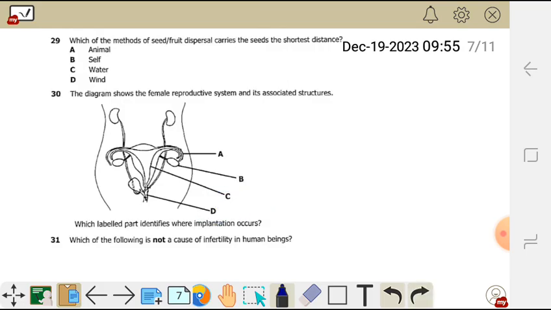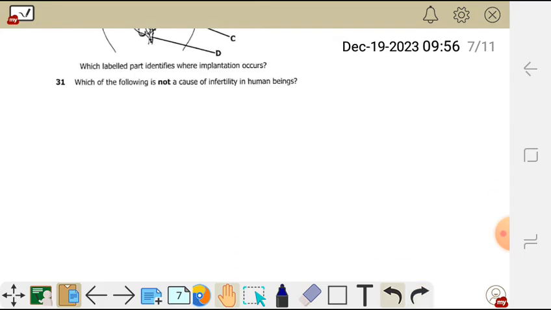So where implantation occurs is in the uterus, which is C. That structure there is where implantation is going to take place. That is the uterus. The correct answer there is C. Question 31.